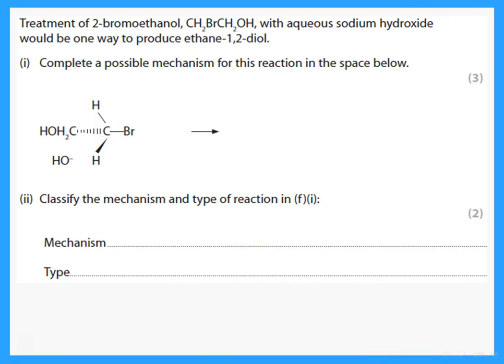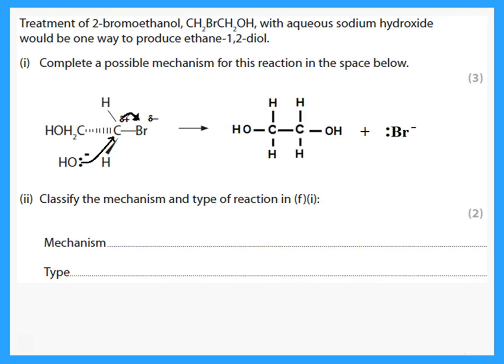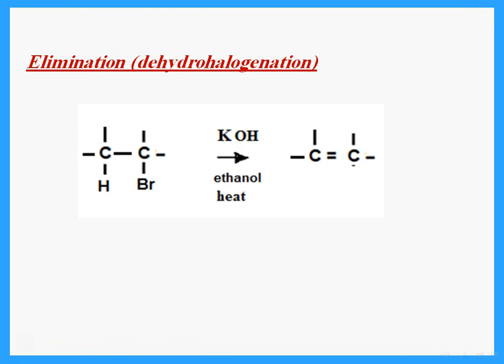Now, treatment of 2-bromoethanol with aqueous sodium hydroxide would be one way to produce ethane-1,2-diol. Complete a possible mechanism. So he has the halogenoalkane and he's trying to react it with a hydroxide ion. Of course, we said the electrons on the OH minus will attack the carbon that is slightly positive, and the bonding pair of electrons will go to the Br, so that my other product is Br minus. Classify the mechanism. The mechanism we said is nucleophilic, and the type is a substitution reaction.